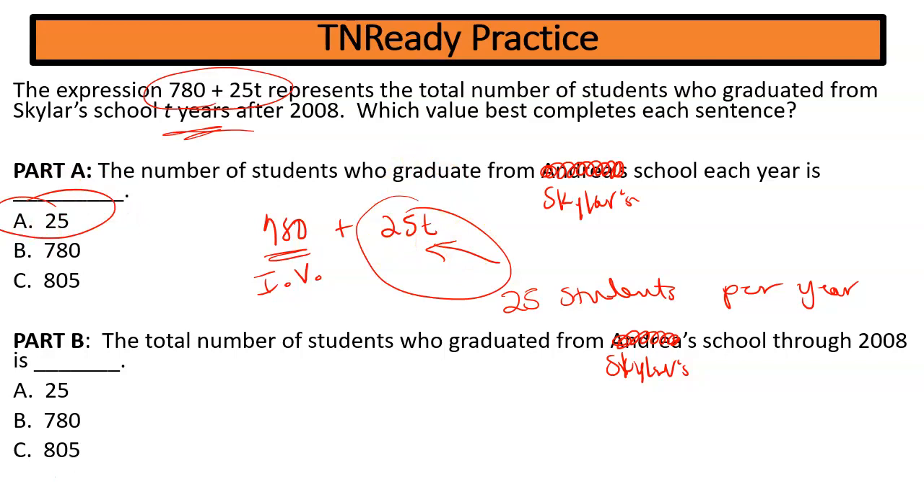Then that only leaves 780. The total number of students who graduated through 2008 is 780. Okay, so 780 is the amount we started with prior to 2008, and then 25 per year.